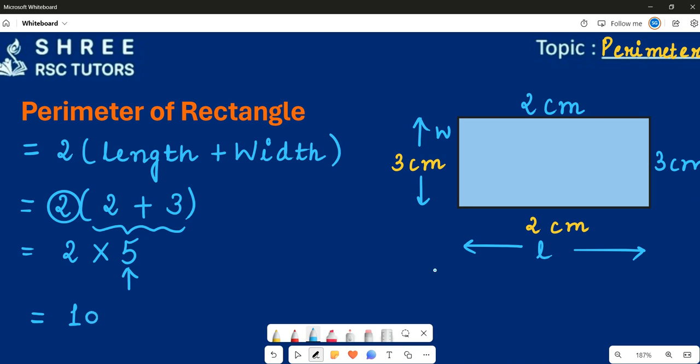And don't forget to keep the unit, which is centimeter. So 10 centimeter will be the perimeter of this rectangle.